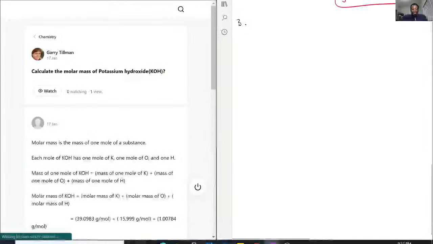So for question 3, we have calculate the molar mass of potassium hydroxide. So molar mass of KOH. Luckily, they were nice enough to actually give us the name of potassium hydroxide, which makes it a lot easier. I mean the molecular formula.